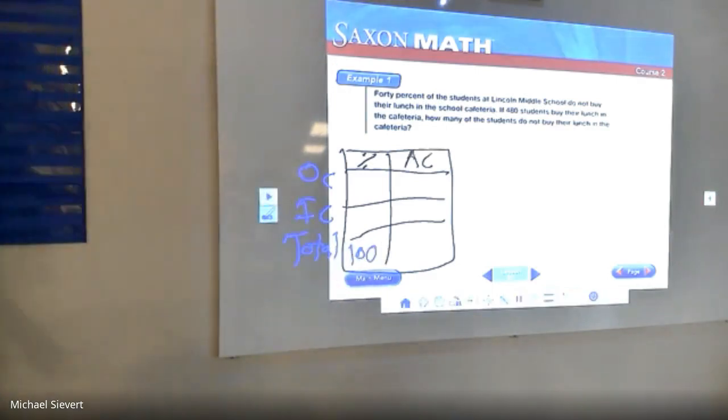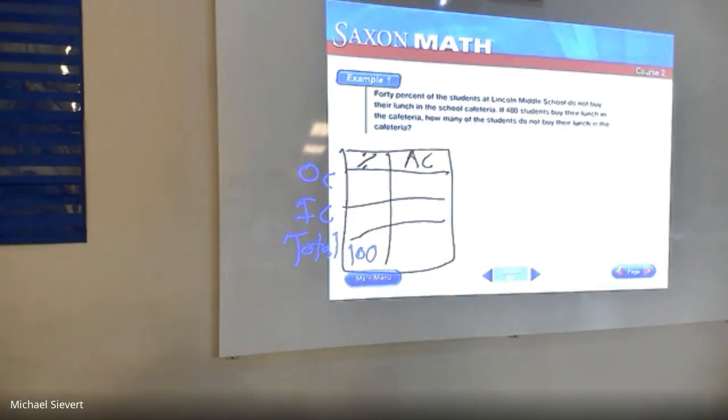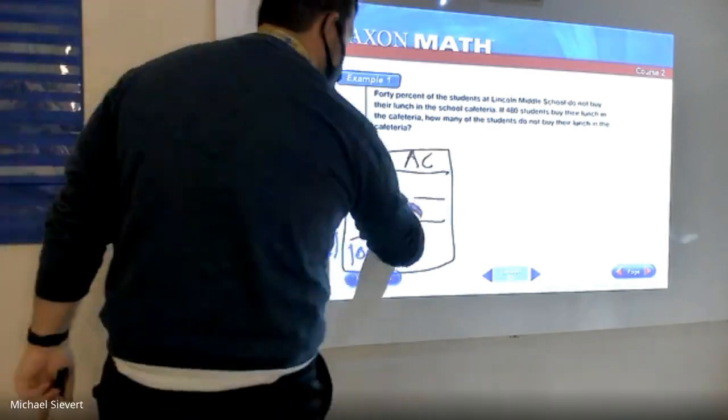Okay. Now it says if 480 students buy their lunch in the cafeteria, where does that number go? Does it go in OC or IC? It says 480 students buy their lunch in the cafeteria. Correct. Does it go in the percent or actual count? Actual. Correct.